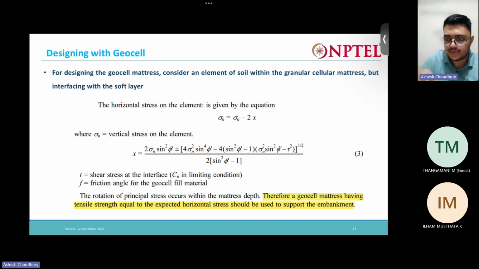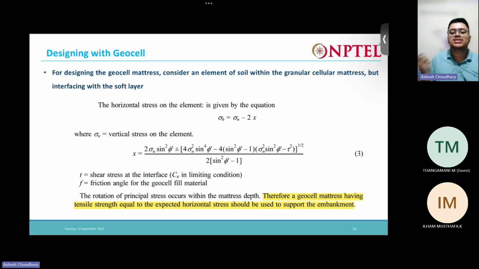Okay, it is that phi. And it also depends on this tau value. What is this tau value? Tau is nothing but the shear stress at the interface. What is the shear stress? Cu in the limiting condition. We'll see that. What is Cu in the limiting condition? The rotation of principal stress occurs within the mattress.